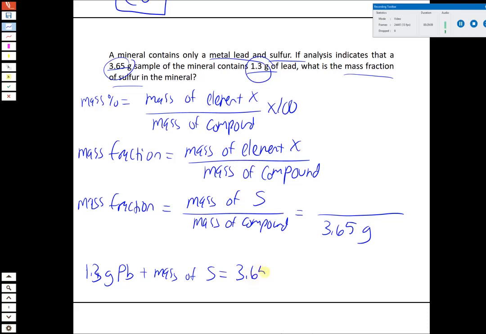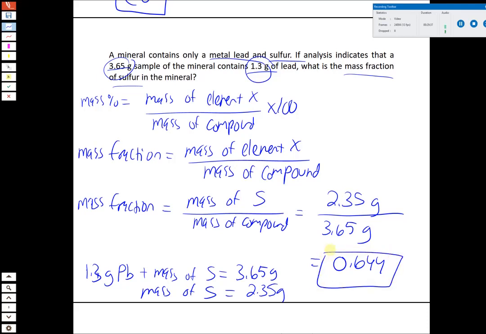So again, by difference, we can figure out that the mass of sulfur is just 3.65 minus 1.3, which is 2.35. So that's how much sulfur we have, so then we divide 2.35 grams by 3.65 grams, and that ratio gives us the mass fraction of sulfur, which is 0.644.